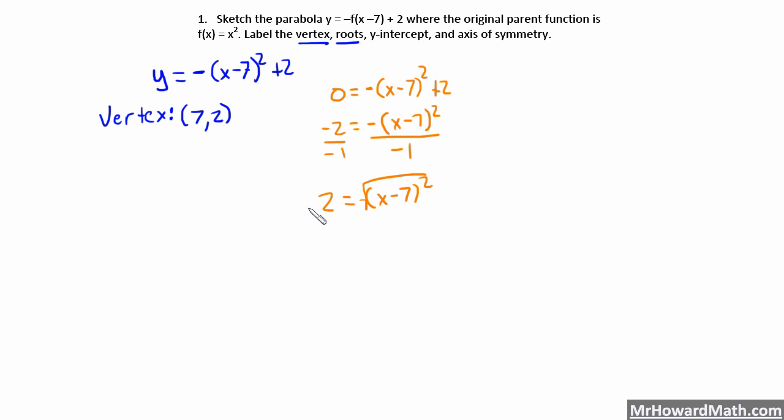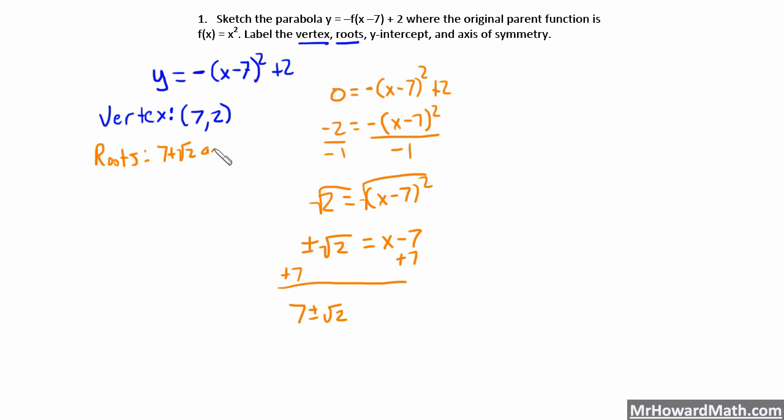Now we take the square root of both sides, and remember we have to do plus or minus when we do that. So plus or minus square root of 2 is equal to x minus 7. We add 7 to both sides and finally we get 7 plus or minus square root of 2. So our roots: we have one root that is 7 plus square root of 2 and another root that is 7 minus square root of 2. Okay, so there are our roots.